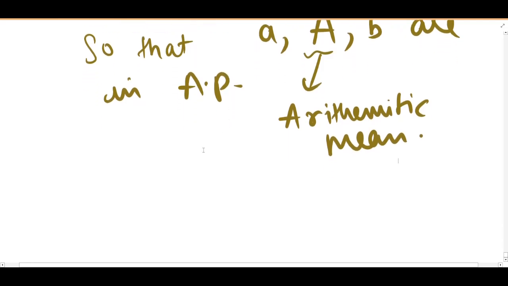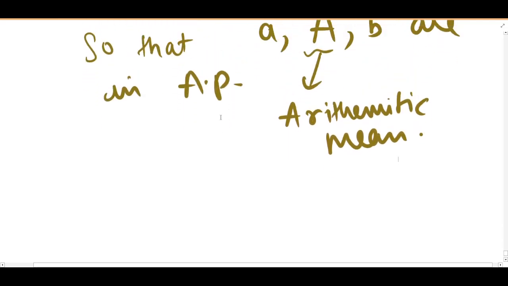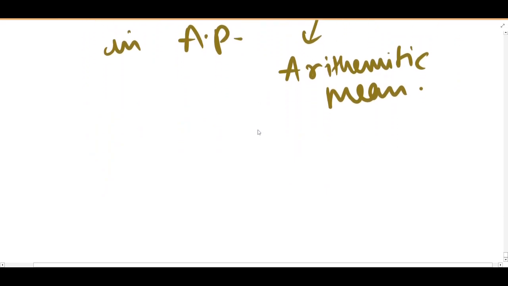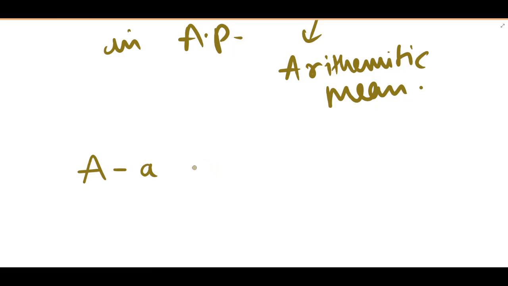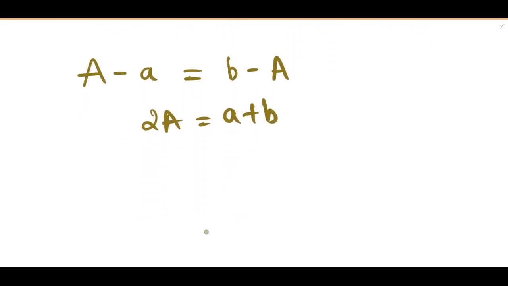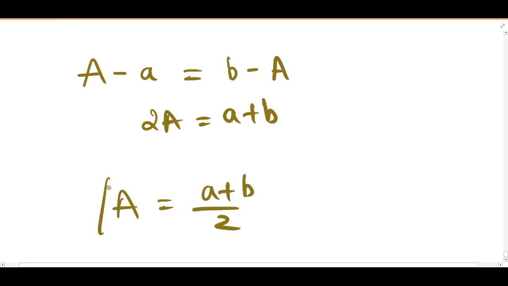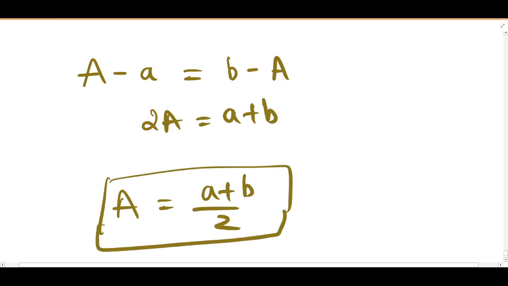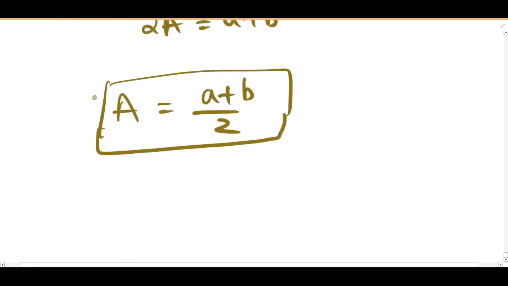From the definition of arithmetic progression, the common difference is the same, that is, the difference between the second and first element is equal to the difference between the third and second element. So we can arrange the terms: 2A is equal to a plus b. So we get the arithmetic mean as (a plus b) by 2. This is how we get the arithmetic mean between two numbers.